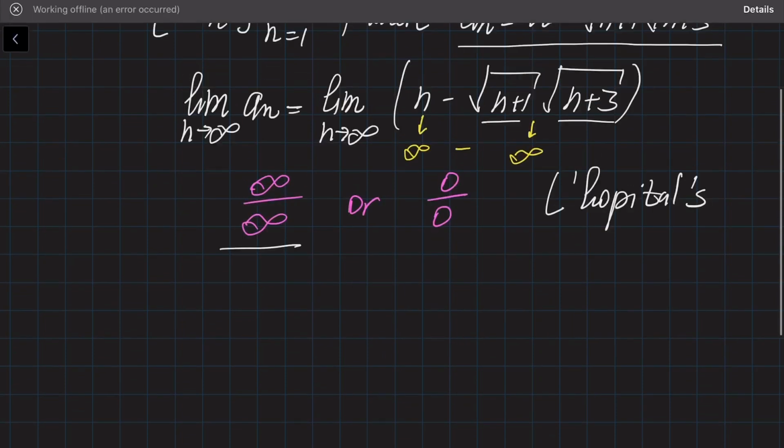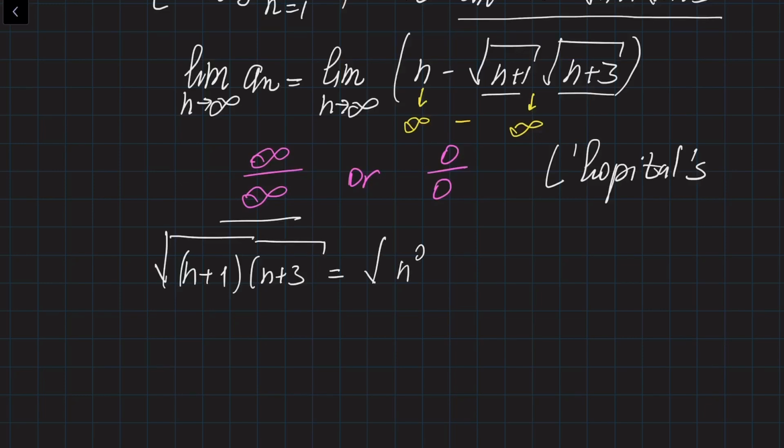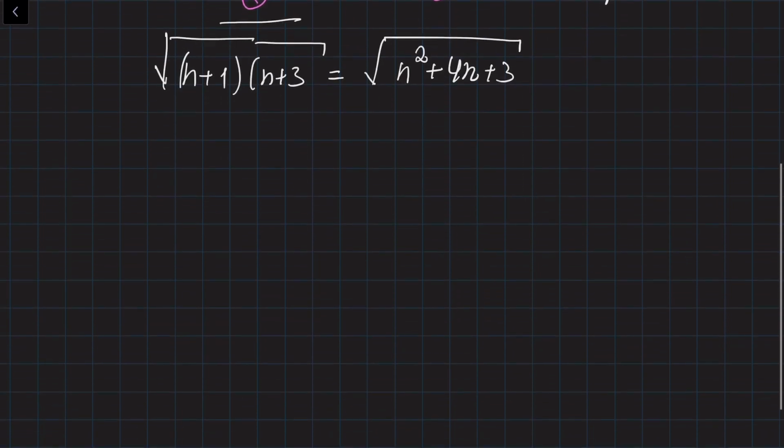If you just multiply square root of n plus 1 by the square root of n plus 3, you are going to get n squared plus 4n plus 3, right? Okay, so I'm going to write down our original limit. So our limit is equal to the limit of n minus square root of n squared plus 4n plus 3.